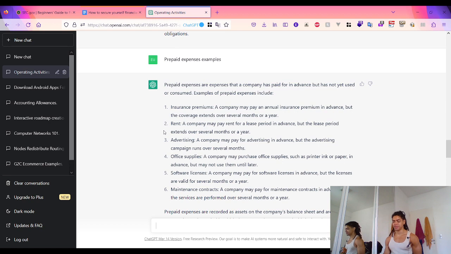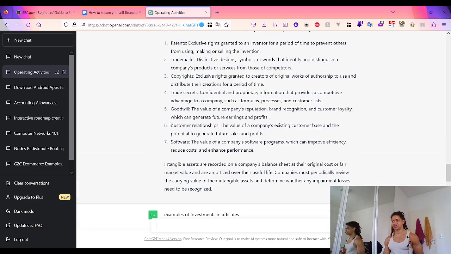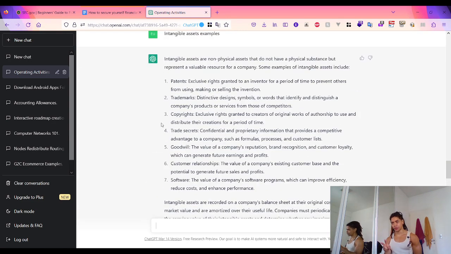Okay, very interesting. This is one of the operating assets that allow us to run our business. So you have here accounts receivable, inventory, prepaid expense, property, plants and equipment, intangible assets such as patent, trademark, copyright, trade secrets. This is also important to know, right? Trade secrets, goodwill.